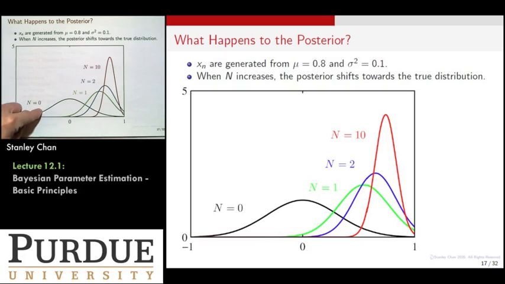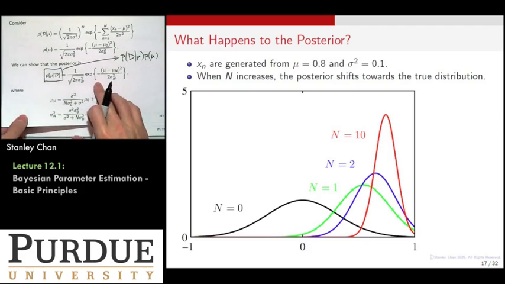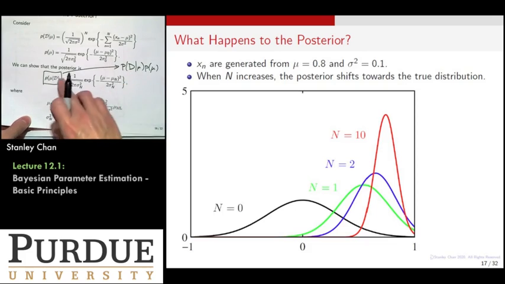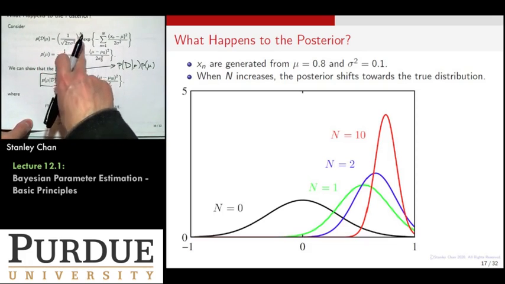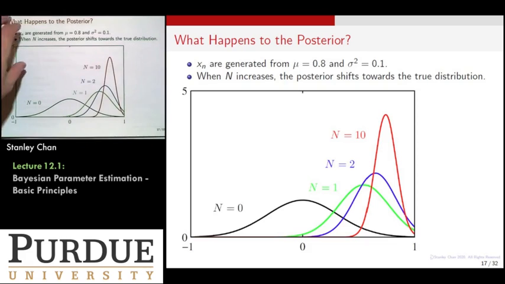So this change of the posterior distribution is what is valuable for the Bayesian approach. By adding this prior and multiplying the prior with the likelihood, you are essentially changing the posterior distribution as n grows.